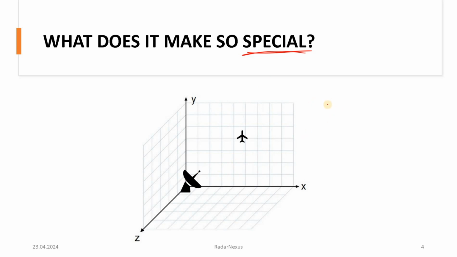Radar can measure four things. Let's say four. First of all, it can measure the range of the object. So if we imagine that we have a 3D space, and here we have our radar and here we have our object, radar can measure how far away that object is from the radar.